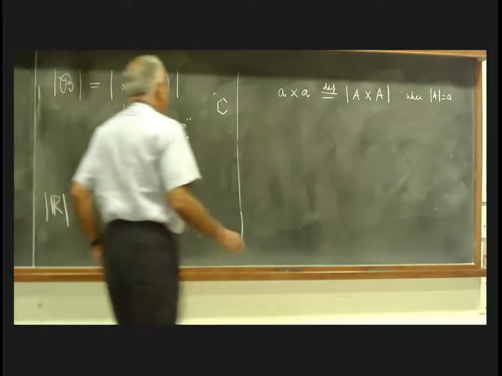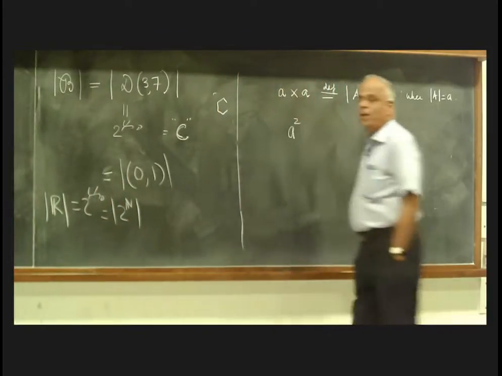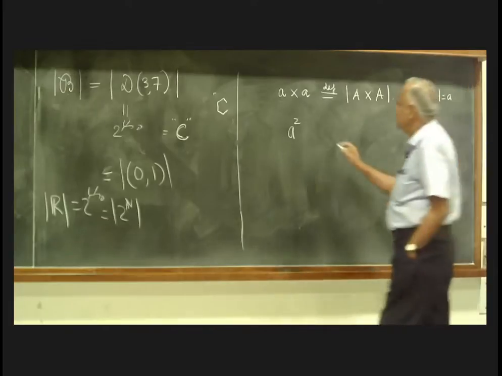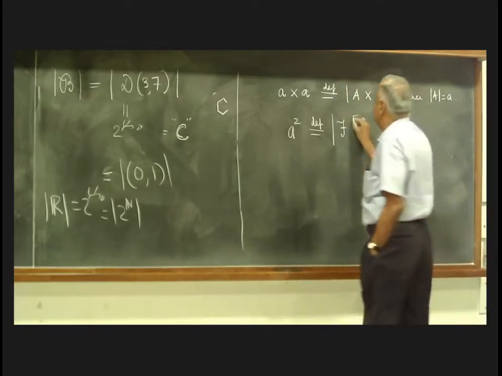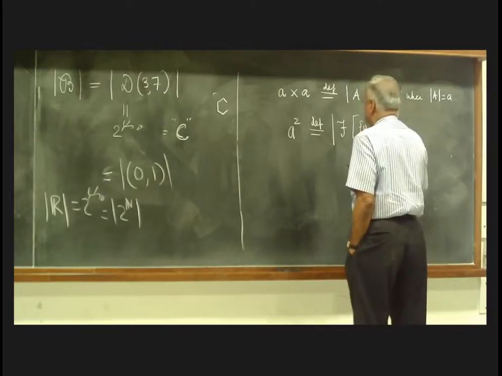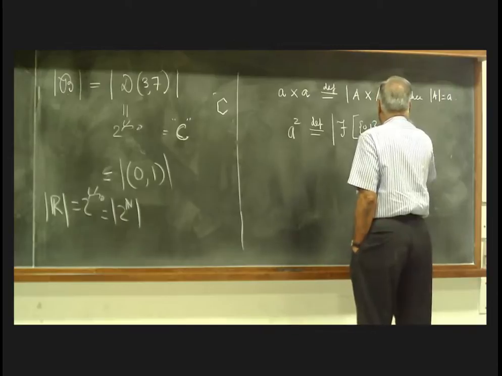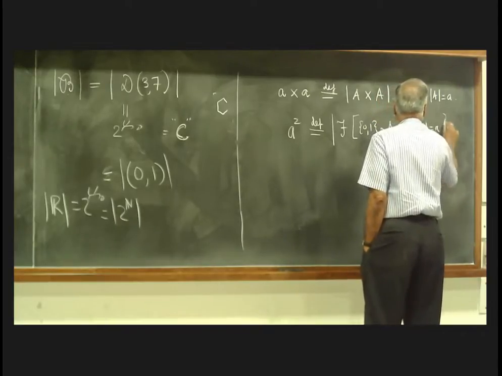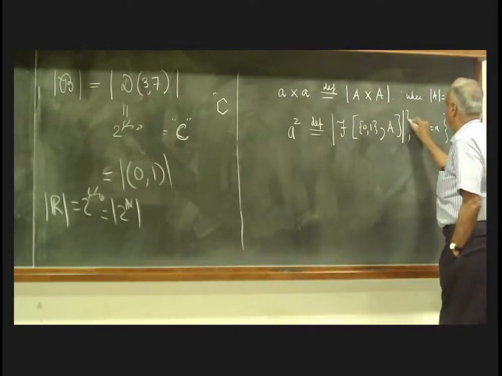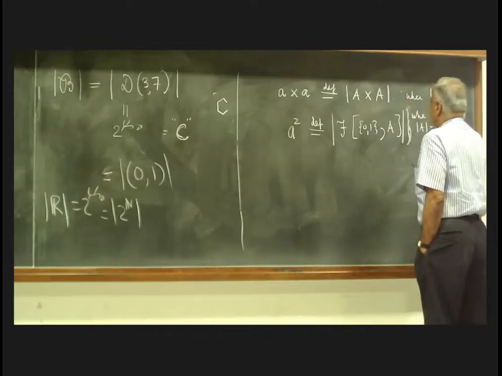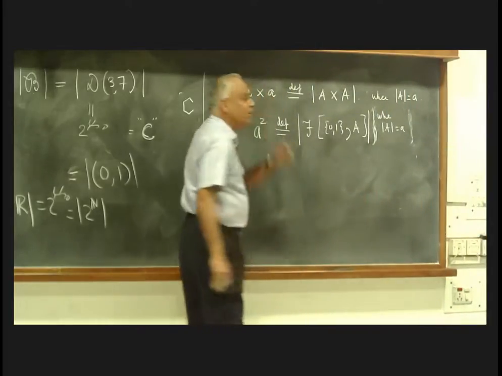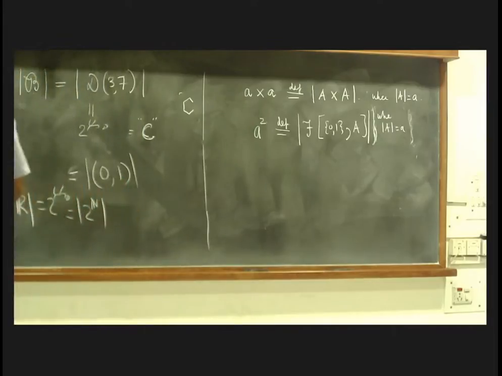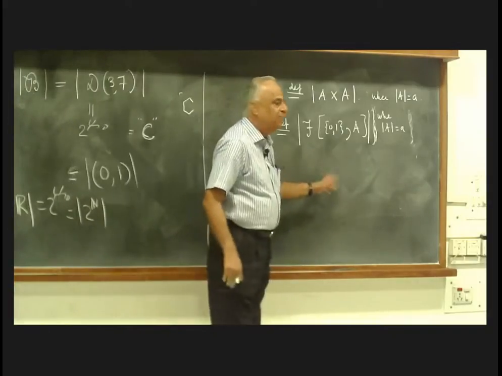And how do I define a squared? This is an exponent. So this I should define, according to my definition, as the collection of all functions from 0, 1 to the set A, where mod A is a. Correct? Now I would like this to be also, after all 4 into 4 I call 4 squared, right? So I would like to call a into a as a squared. Now, but a squared I have defined it this way. Will these two be the same?